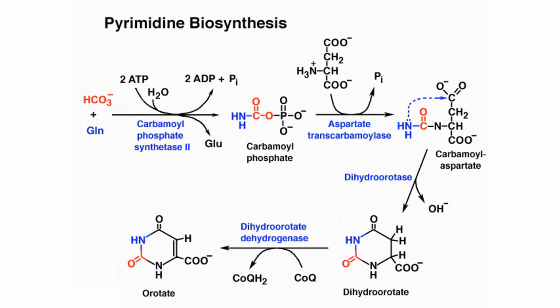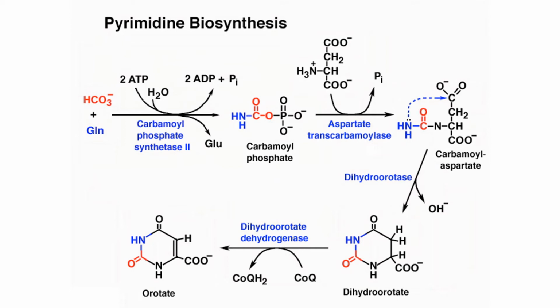In the third step, we're going to convert carbamyl aspartate to dihydroorotate. Dihydroorotase is the enzyme responsible for this reaction, and what occurs is a cyclization of that molecule, which creates a covalent bond between the amide nitrogen of the carbamyl group and the alpha carboxyl group. So here's the alpha carboxy group, and here's that amide nitrogen of the carbamyl group.